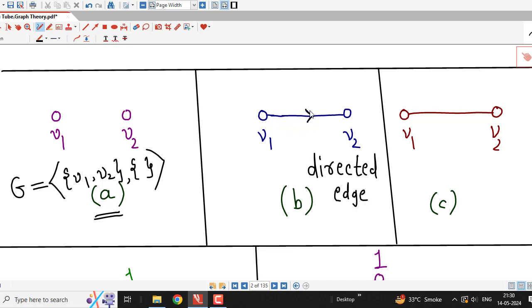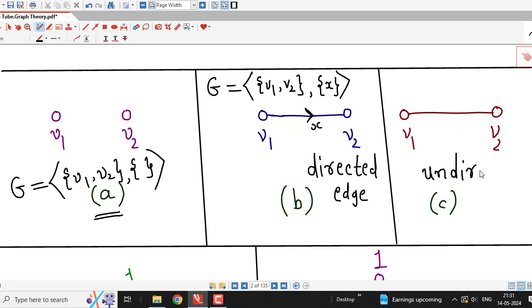So if we have an arrow pointing towards another node, then the edge is called a directed edge. Here is also an example of a graph in which we have a set of vertices V having two elements V1 and V2, and we have one edge. Suppose I denote this edge by X, then in the set of edges we have the set containing edge X. This is also an example of a graph, but here the arrow is not given. That means this is an undirected edge.